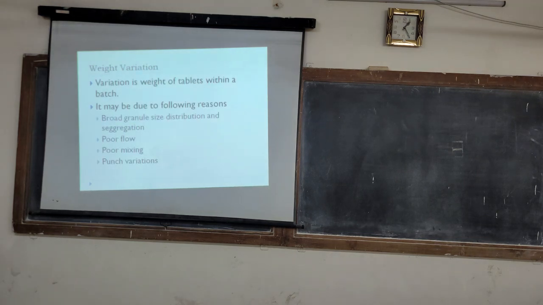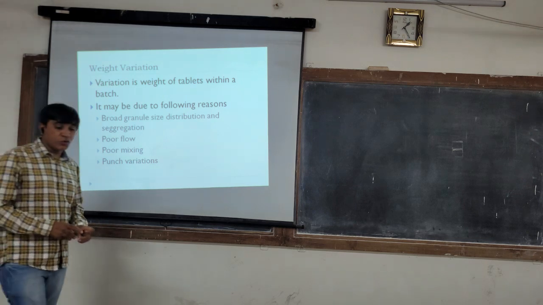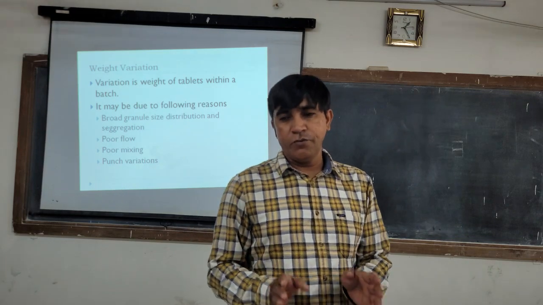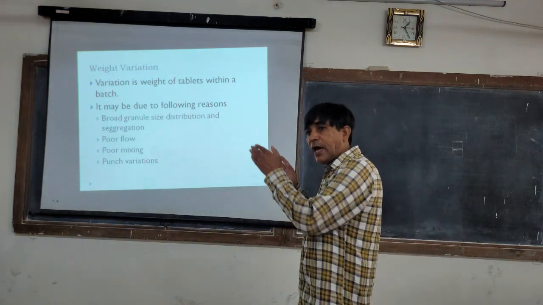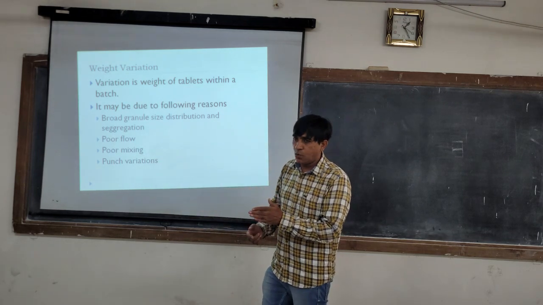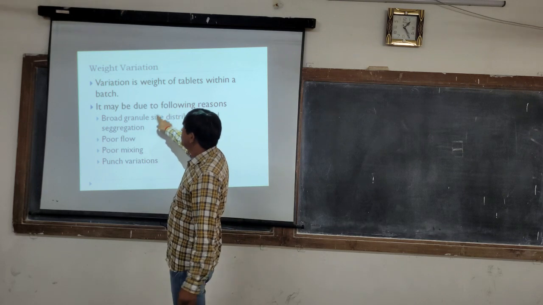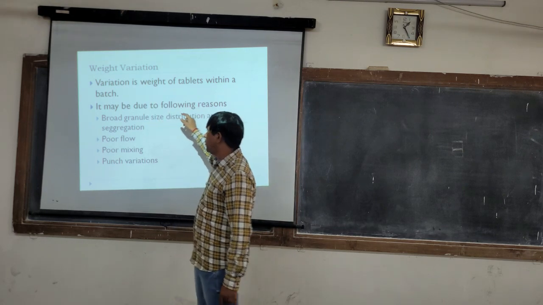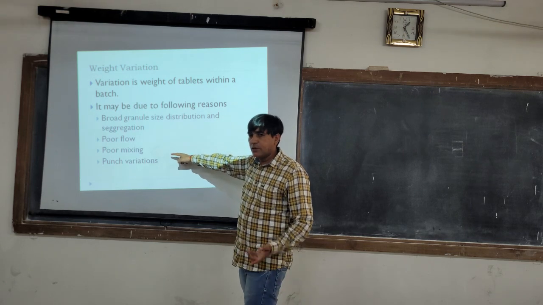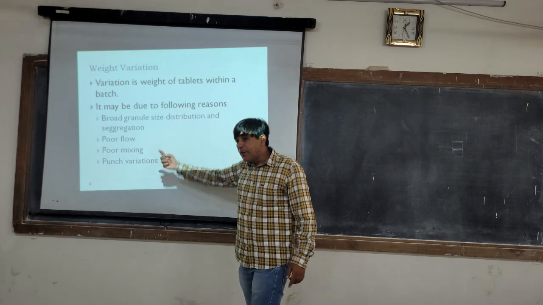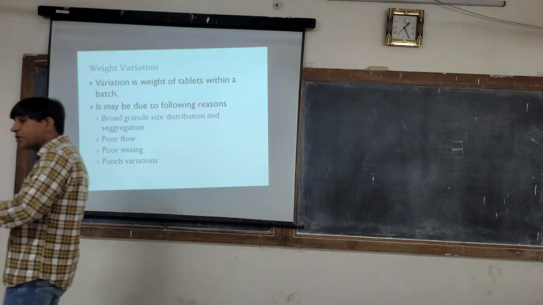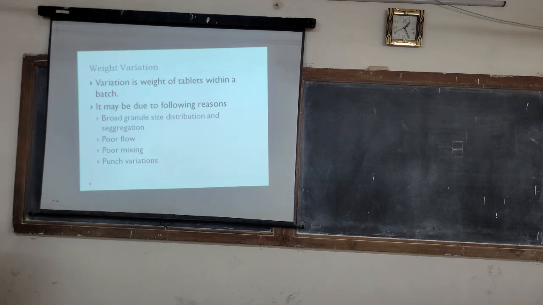Weight variation. Weight variation is a problem which may be because of improper die filling, most commonly because of improper flow. When your granules are not having proper flow, the die will not be filled uniformly, and hence the weight will not be equal. So, if the granule size is broad, then segregation may take place. If flow is poor, the die will not be filled properly. If mixing is not proper, if higher density material and low density material are together and they're not mixed properly, then also weight variation will be there.